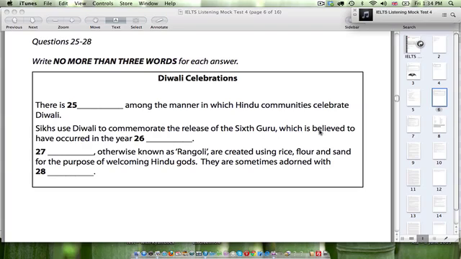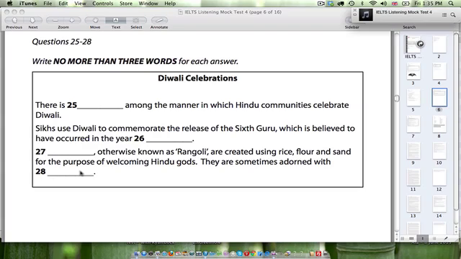This is a name which is believed to have occurred in the year, a number, of course, otherwise known as Rangoli, are created. So, it's going to be a noun, created using rice, flour, and sand. Purpose of welcoming Hindu gods. This will likely appear in the listening too. They are sometimes adorned with, which means to be decorated with something. So listen for that. Now listen and answer questions 25 to 28.